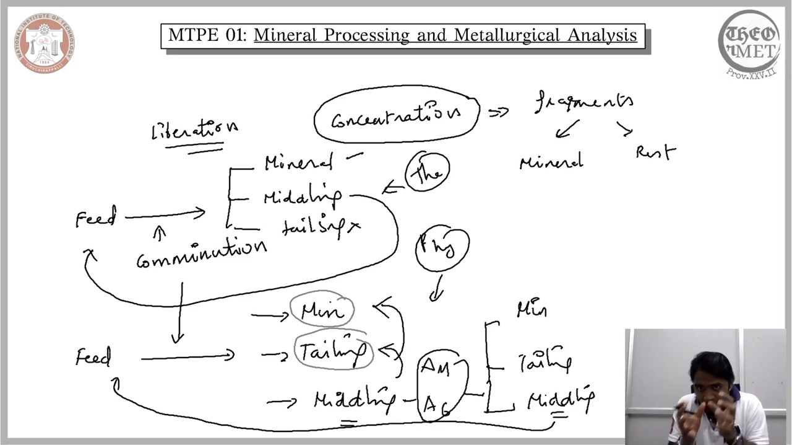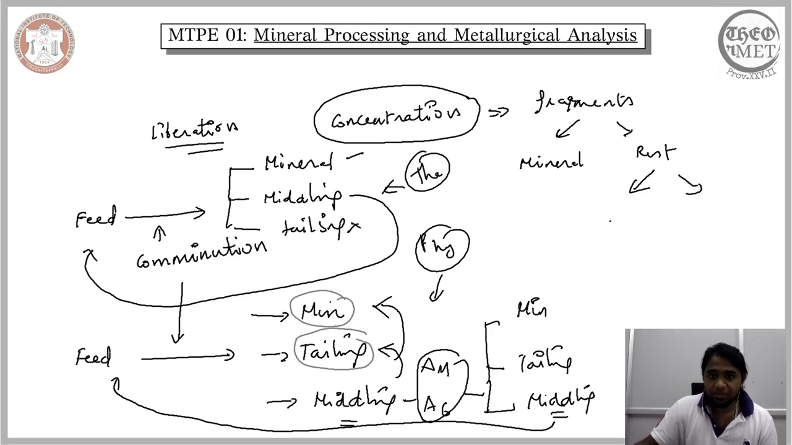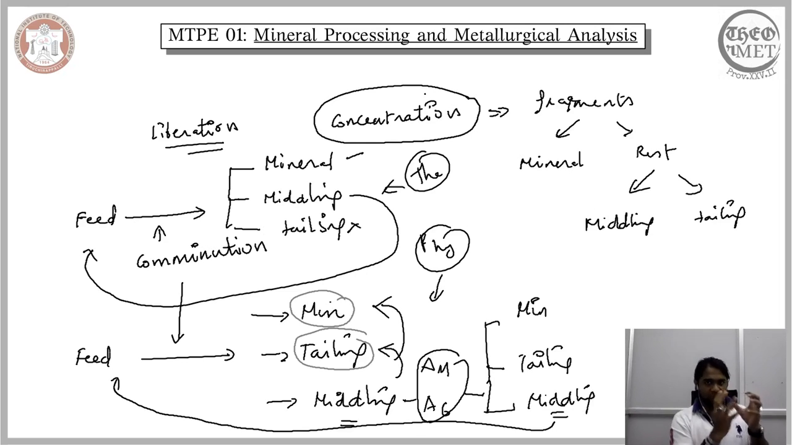However, the approach adopted for concentration can be refined in such a way that the rest can be even subdivided, or categorized, into middlings and tailings. This process of separating the overall mixture of the fragments into minerals, middlings and tailings is referred to as concentration. So there is a difference between the technical description of concentration and how it is practically used in the overall process chain of the liberation.